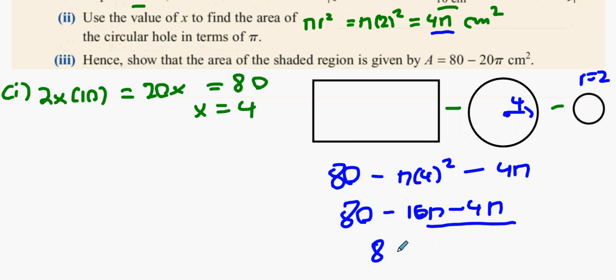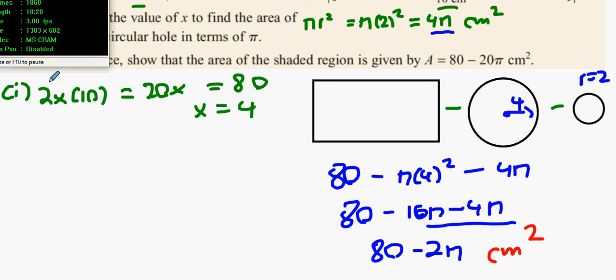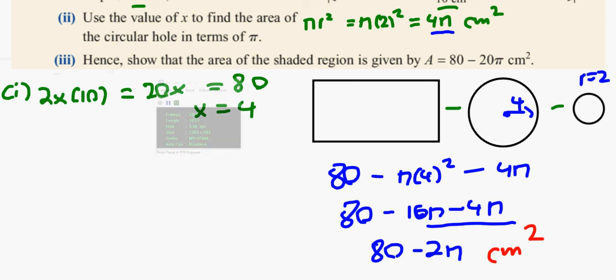Is that what we're asked to do? What will Ryan tell me? Centimeters squared. Who got that one? We're down to 2, 3 people, 4 people. Obviously 20 pi is not 2 pi. So 80 minus 20 pi. Thanks, sir. Move on.